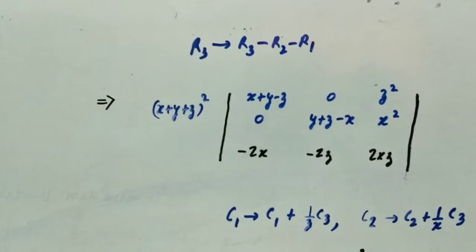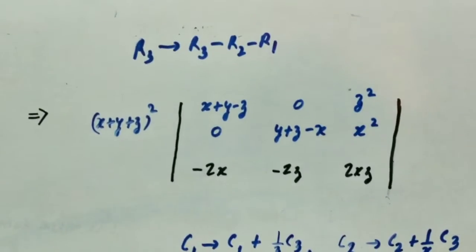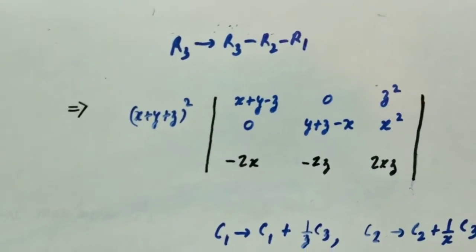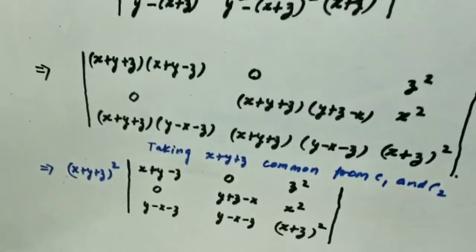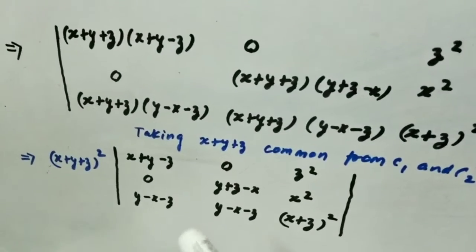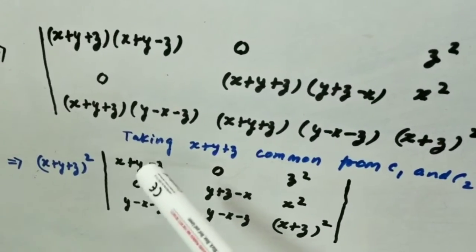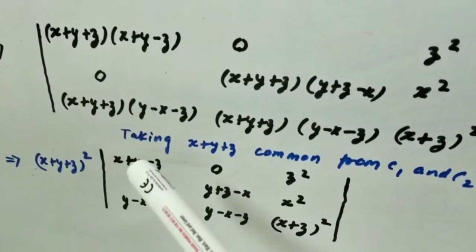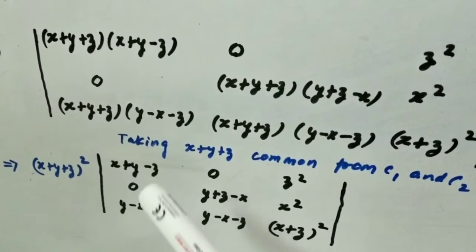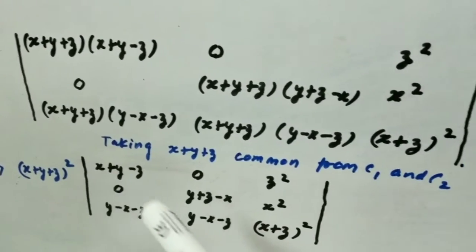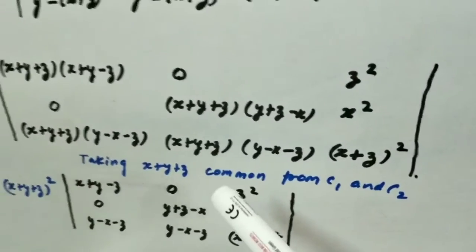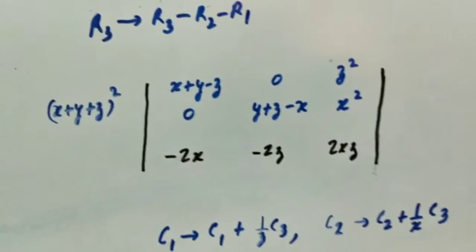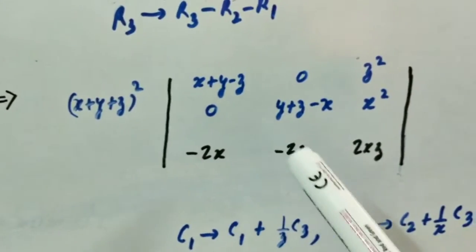Now next step. Next step is R3 is R3 minus R2 minus R1. If you see here, this minus this minus this, y minus y cancelled, minus z plus z cancelled, and minus x is minus 2x. This minus this minus this, and this minus this minus this. Similarly, what I get? I get here minus 2x, minus 2z, and 2xz.